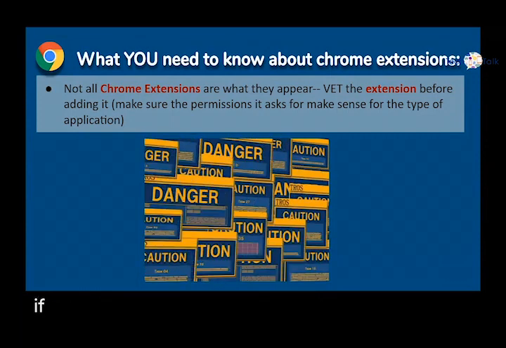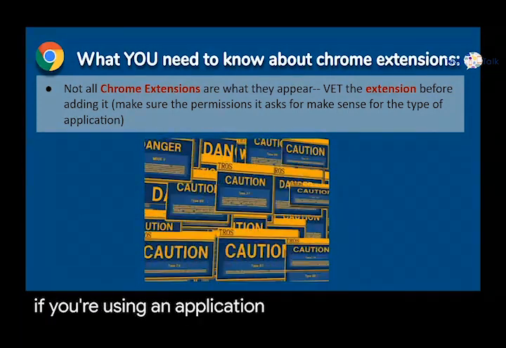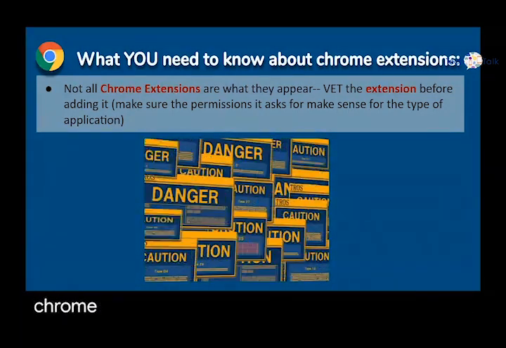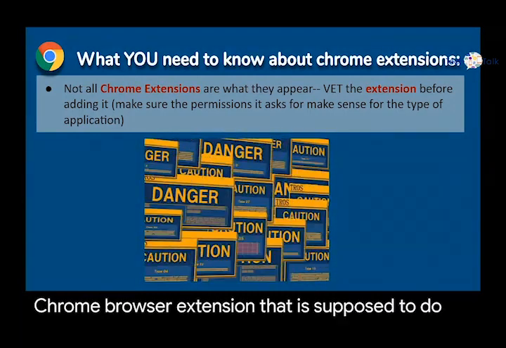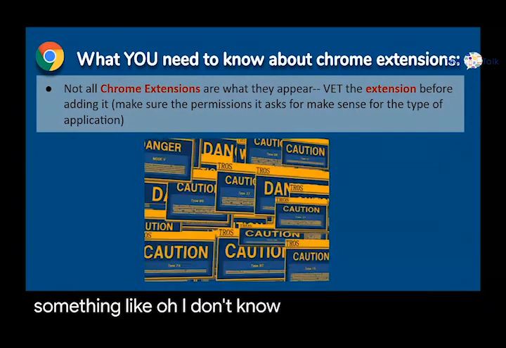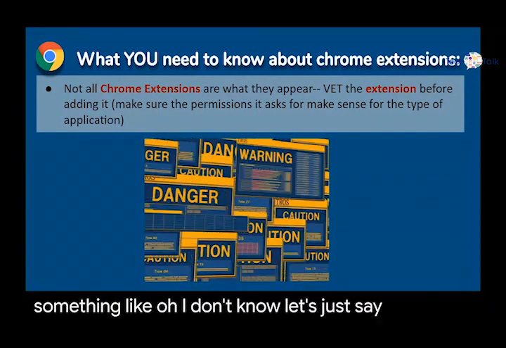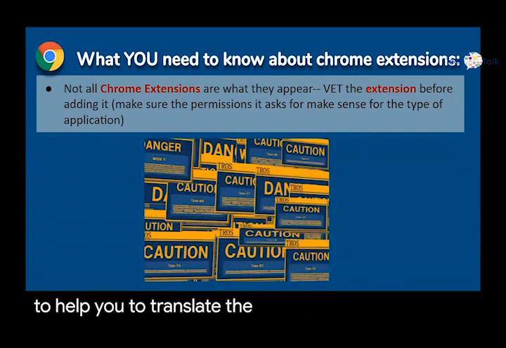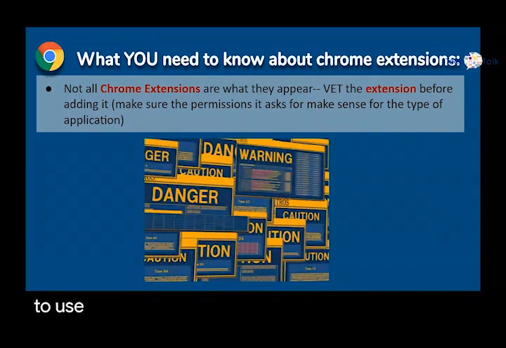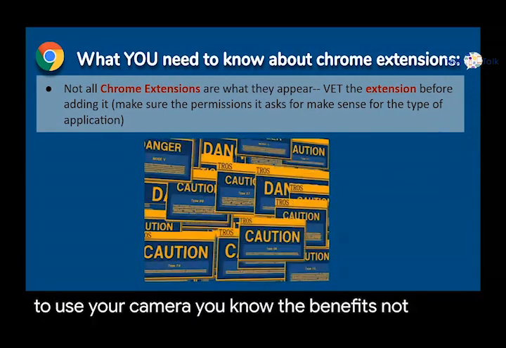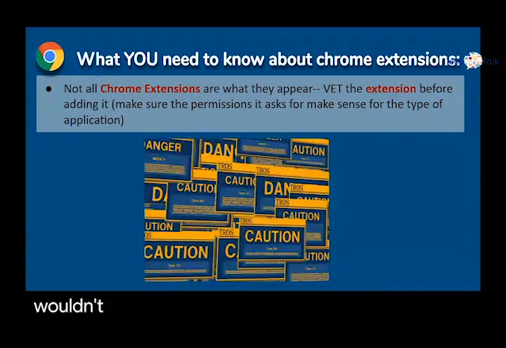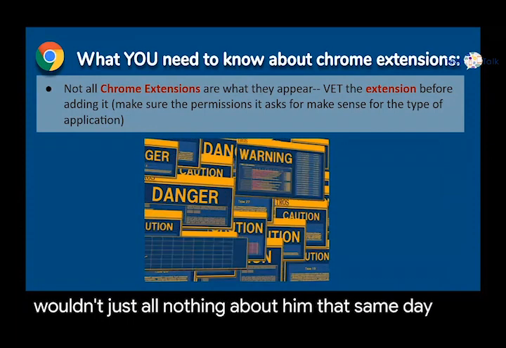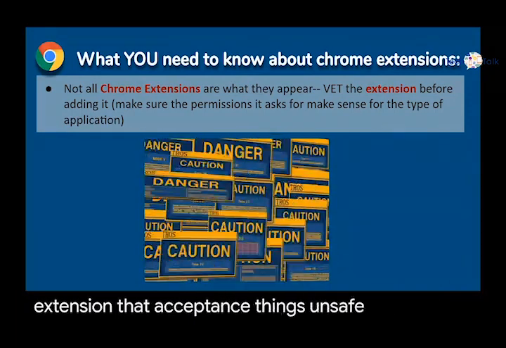So if you're using a Chrome browser extension that is supposed to do something like, let's just say, help you translate the web page, and then it's asking to use your camera, you know that's not conducive with what it's supposed to do. And so I wouldn't install that extension. It seems unsafe to me.